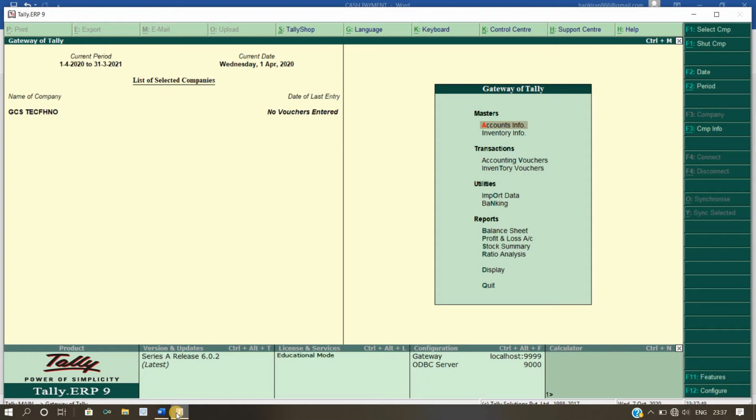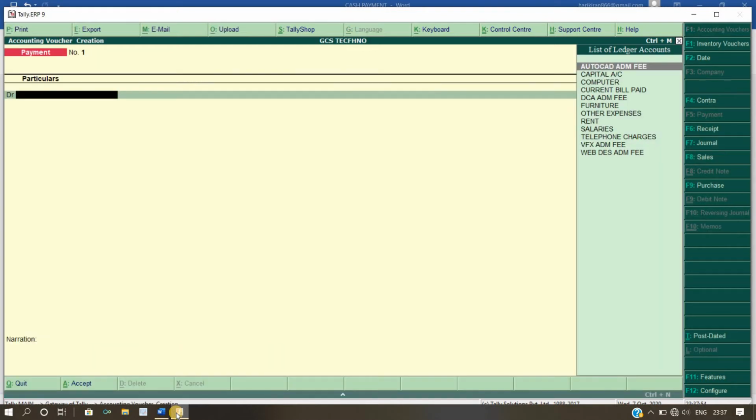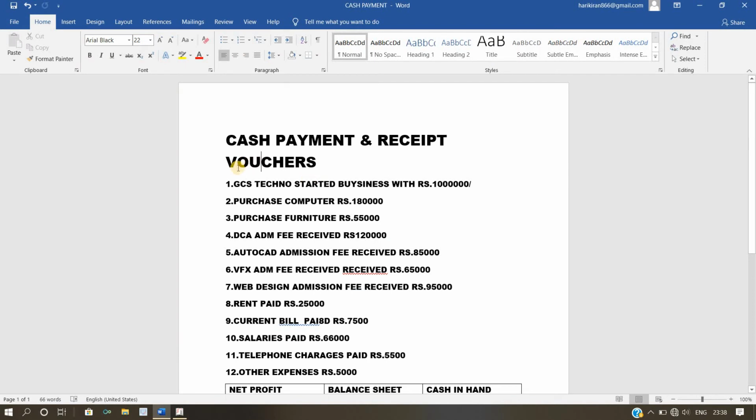and go to transactions, accounting vouchers, press enter. And for the first one I want to create a voucher. GCS Techno started business with rupees 10 lakhs, right? Here the statement comes as capital account credit to cash account, right?